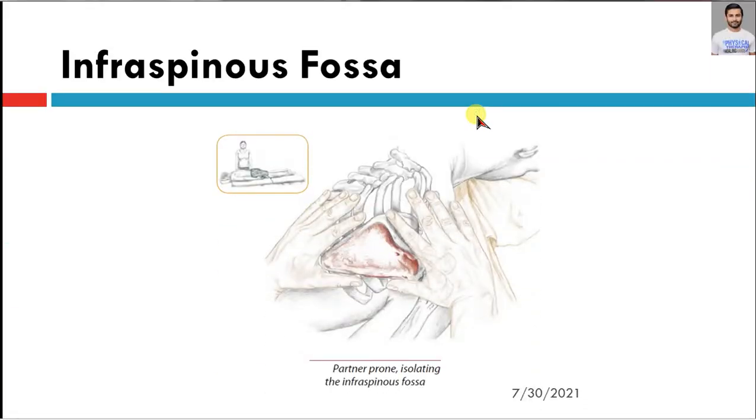Then the infraspinous fossa, here you can see it is being isolated. All the area that is in between the spine of the scapula, the medial border and the lateral border is called the infraspinous fossa, and it is again very easy to palpate, because when you press a bit deep you can easily feel this infraspinous fossa of the scapula and the overlying muscles as well.